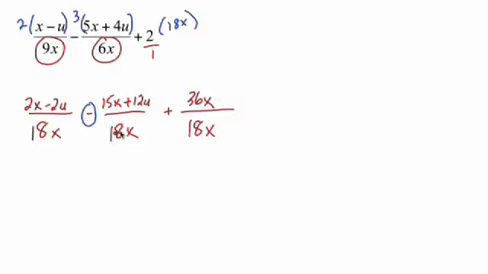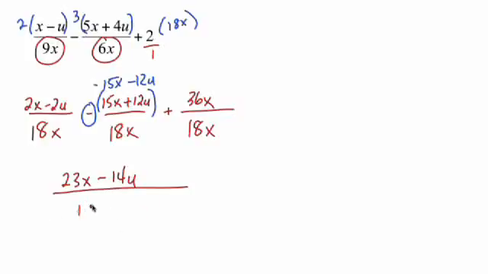If you recall way back in elementary algebra, when you subtract a polynomial, you actually change the signs on both terms. So we want negative 15x minus 12u. That's what those terms actually are. Now we can combine like terms. So we have a 2x, take away 15x is negative 13, and then negative 13 plus 36 is 23x. And then we look at our u's. We have a negative 2u and a negative 12u, which is negative 14u. And that is all over 18x.